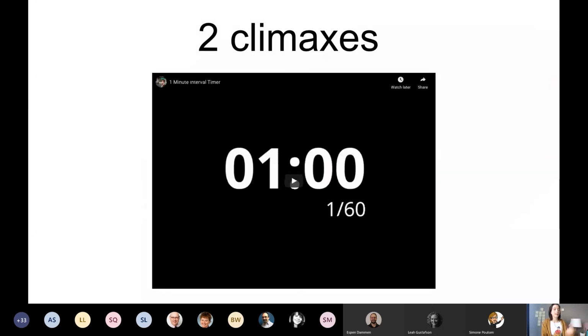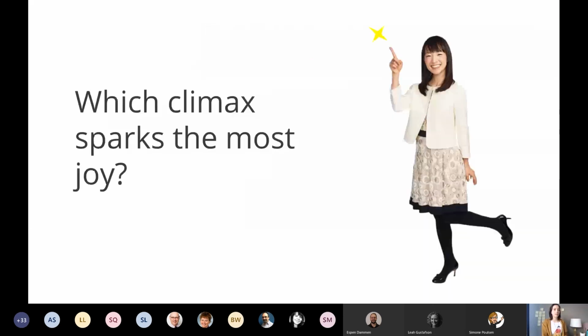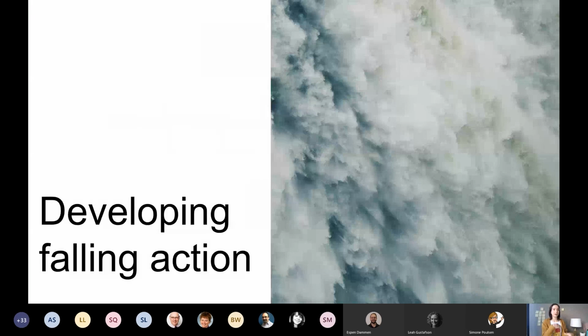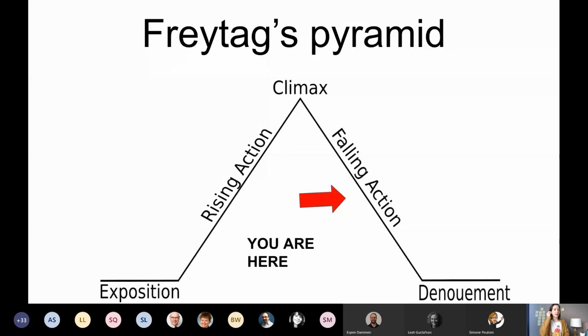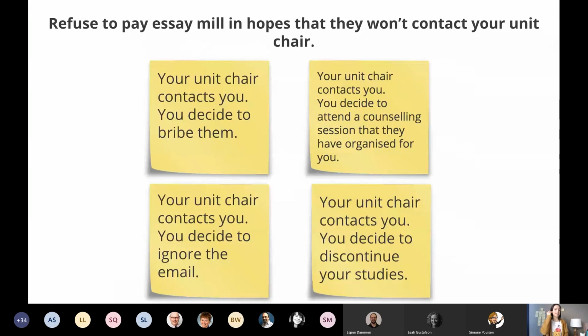And now we're on the other side of the pyramid. We need to really start wrapping up the narrative, tying all the loose ends together. So what's Lee going to do? He's going to refuse to pay the essay mill. Then here are a couple of falling actions that I've created. Again, the conflict is wrapping up. It's not heating up anymore. Things have to come to a conclusion at some point, unfortunately for the character.